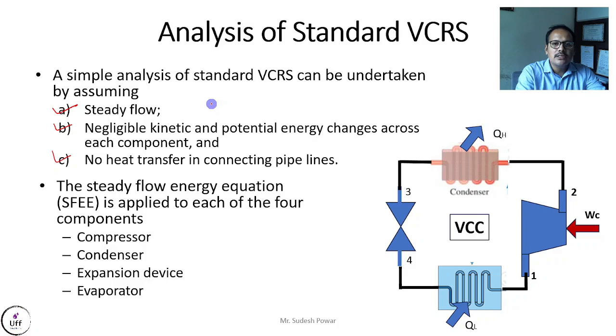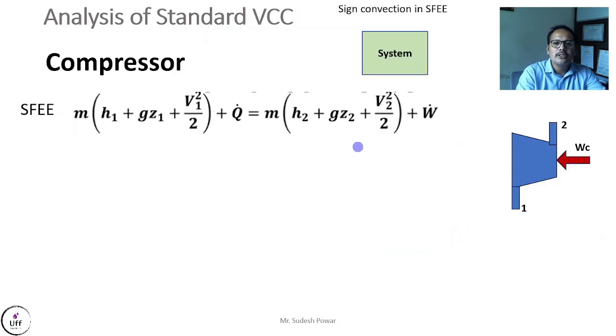To analyze this vapor compression cycle, we are going to apply the steady flow energy equation, which is nothing but the first law of thermodynamics applicable to open systems. We are going to apply it to the four components of the vapor compression cycle: first the compressor, second the condenser, third the expansion device, and fourth the evaporator. So first one is the compressor.